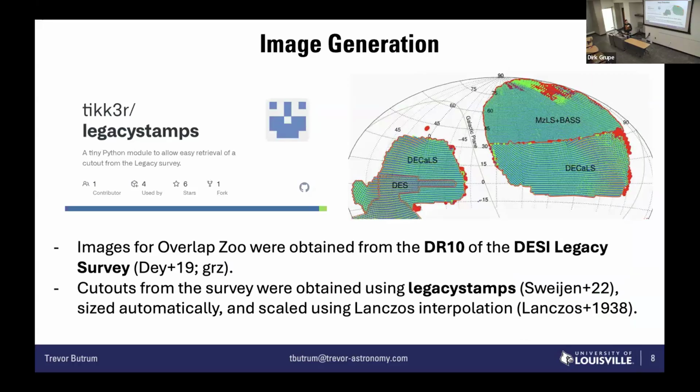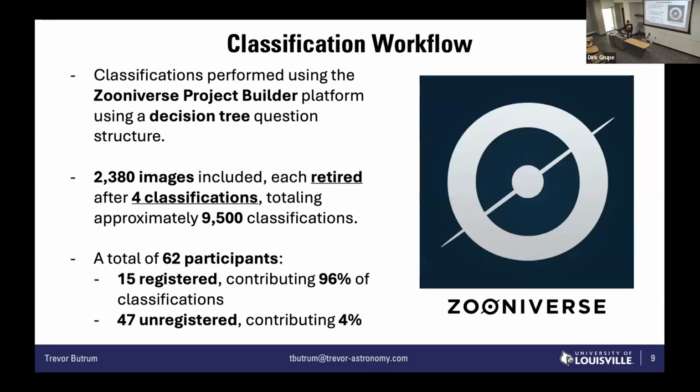To get the images for the project, I used the DESI Legacy Survey DR10, which I think is the latest release that they have. I took these cutouts using a Python module called Legacy Stamps. Essentially, it goes through the Legacy Survey and gives you just an image of the galaxy. And then I scaled it using Nyquist interpolation, which is from a really old paper by Nyquist.